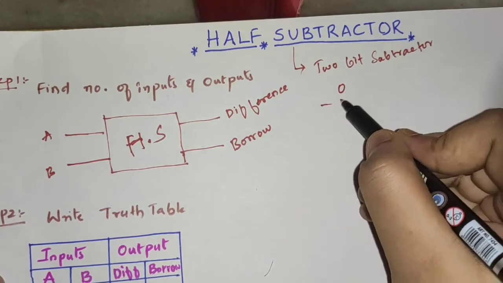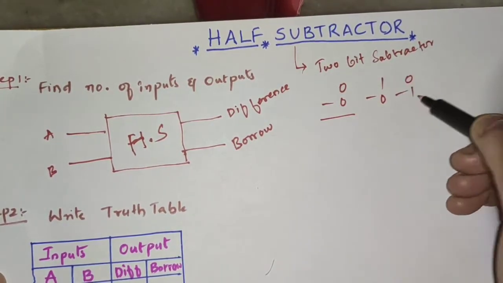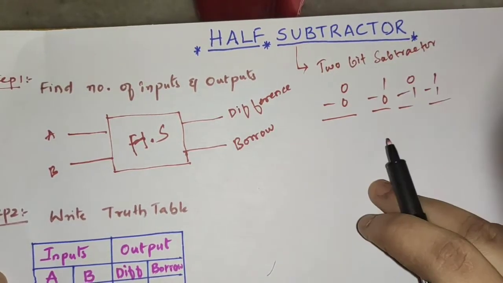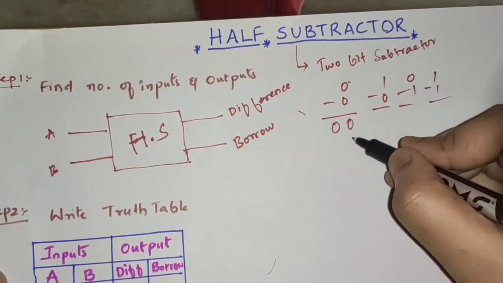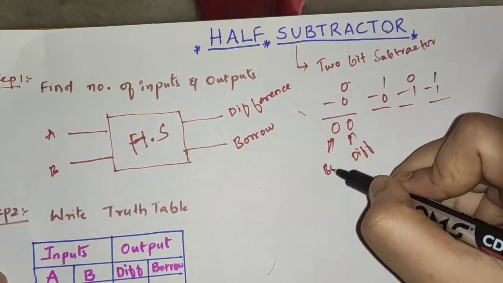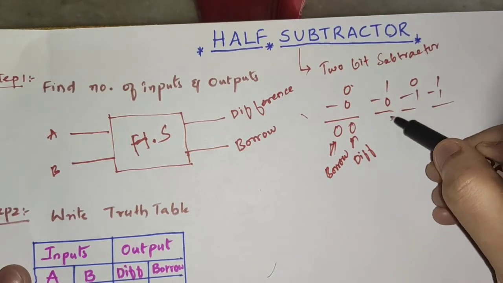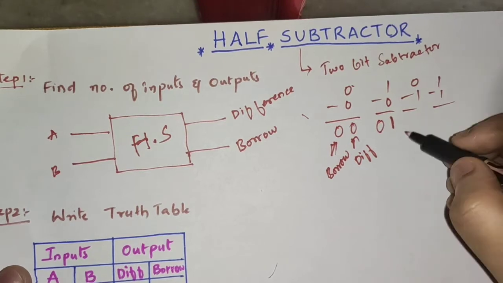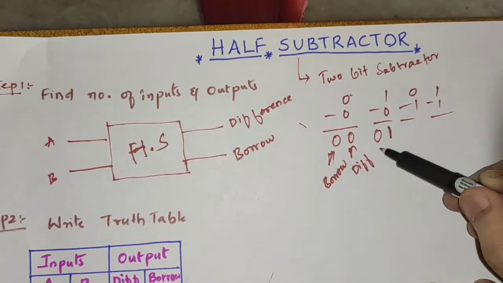So 0 minus 0, 1 minus 0, 0 minus 1 and 1 minus 1. This is the 2-bit subtraction. 0 minus 0 is 0, and the borrow is also 0. This is the difference and this is the borrow. 1 minus 0 is 1 and the borrow is 0, right? This is the difference and this is the borrow.